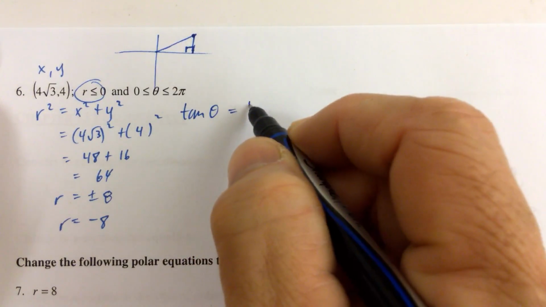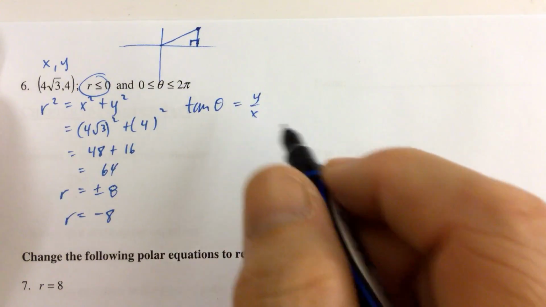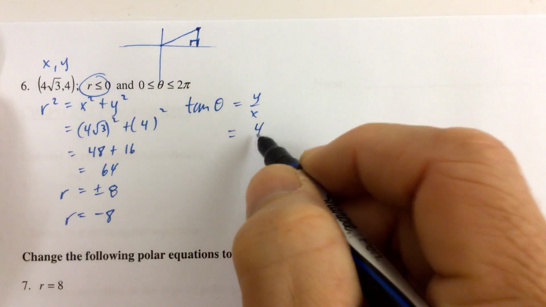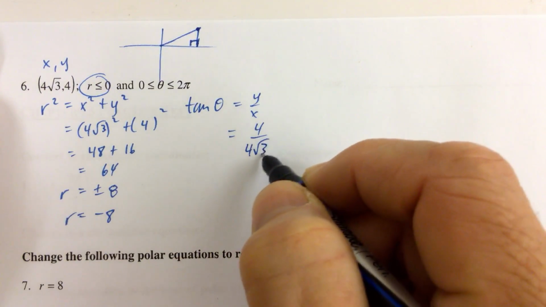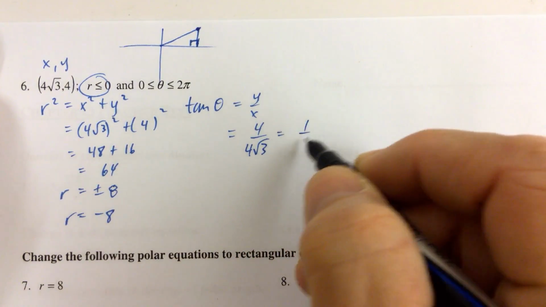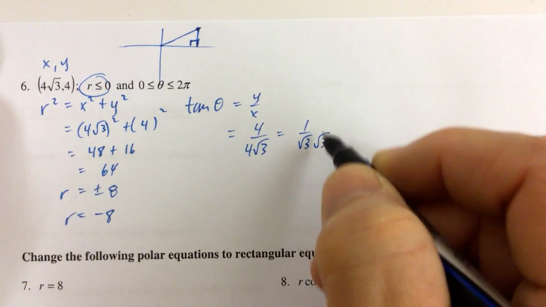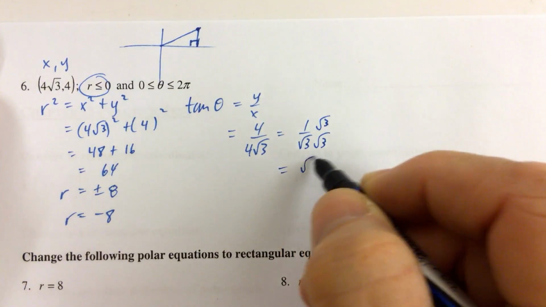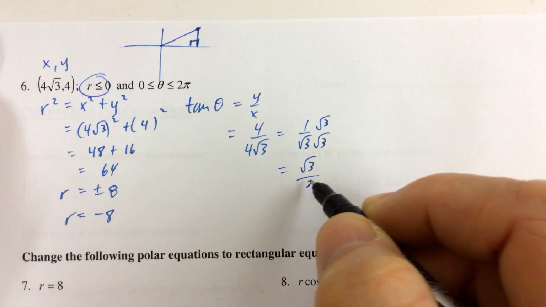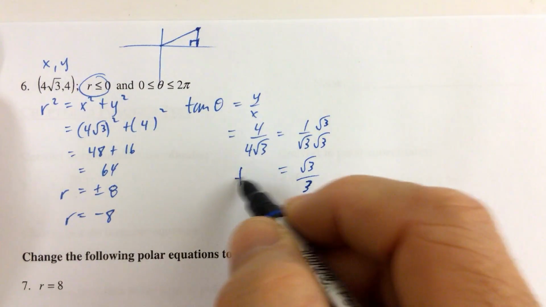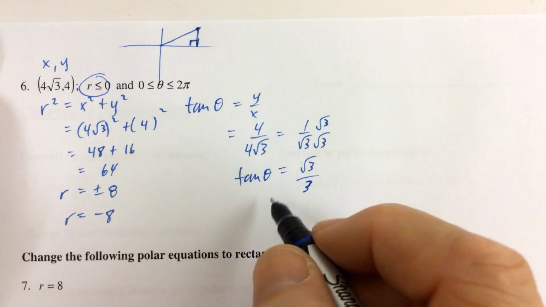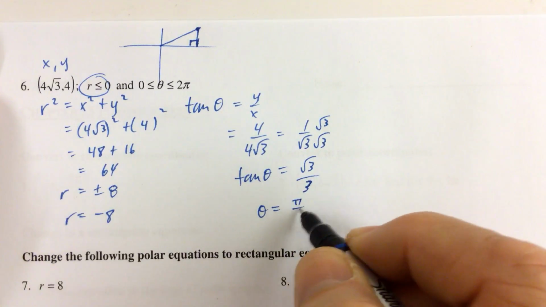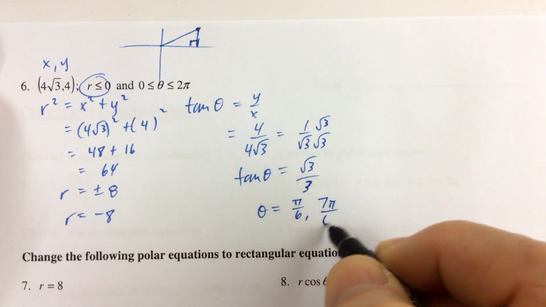Now the tangent of theta again is y over x, and when we replace y with 4 and x with 4 radical 3, we get 1 over radical 3, which when we multiply top and bottom by radical 3, we're going to get radical 3 over 3. So if we know that the tangent of theta is radical 3 over 3, then we know that theta is either pi over 6 or 7 pi over 6.